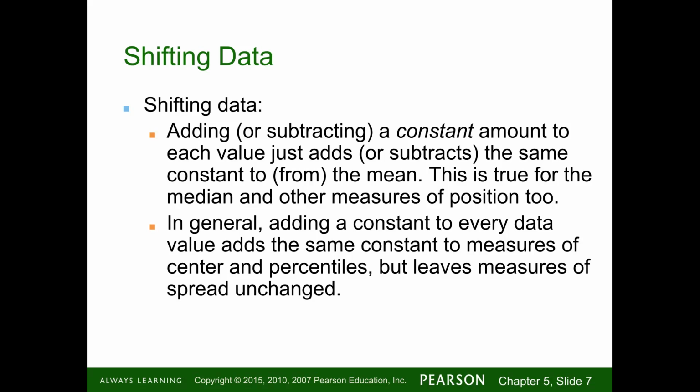So if we add or subtract a constant amount from each value, that just adds or subtracts the same constant from the mean. This is true for the median and other measures of position as well. In general, adding a constant to every data value adds the same constant to measures of center and percentiles, but leaves measures of the spread unchanged.